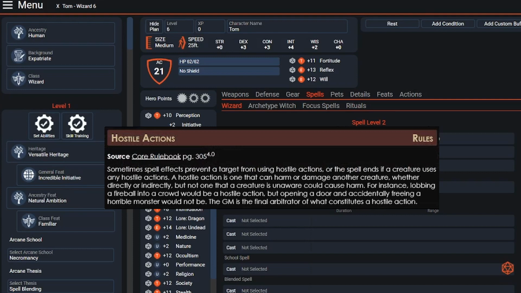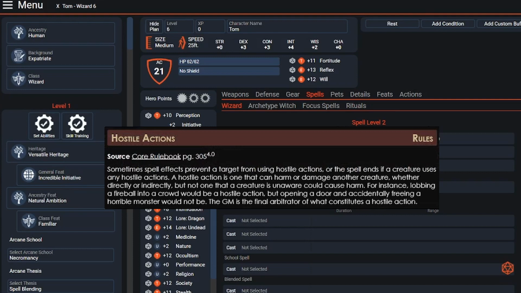Of course, we are going into the paradoxical at this point, and we're basically saying that invisibility is useless because no matter what you do, it's basically always hostile. Which brings us back to the final point of the hostile action description, which is the GM is the final arbitrator. Ask them what they think about summons.